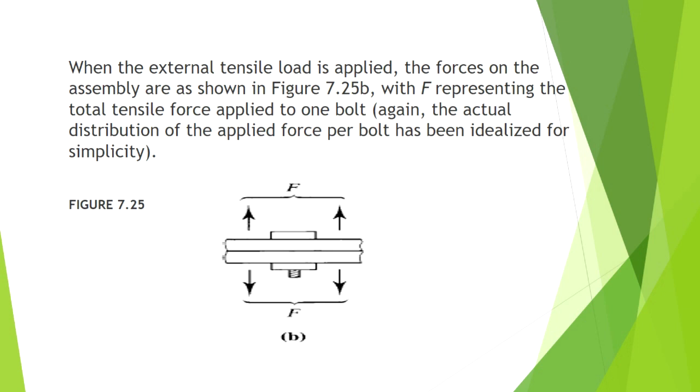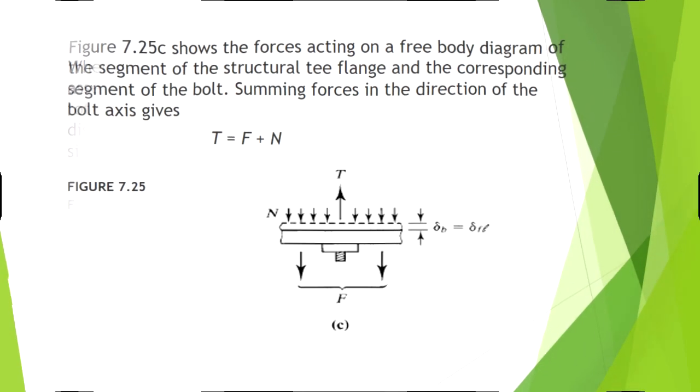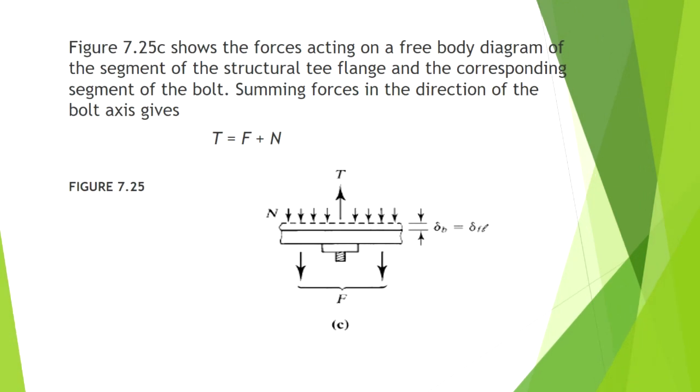When the external tensile load is applied, the forces on the assembly are as shown in figure 7.25b, with F representing the total tensile force applied to one bolt. Figure 7.25c shows the forces acting on a free body diagram of the segment of the structural T-flange and the corresponding segment of the bolt. Summing forces in the direction of the bolt axis gives T equals F plus N.